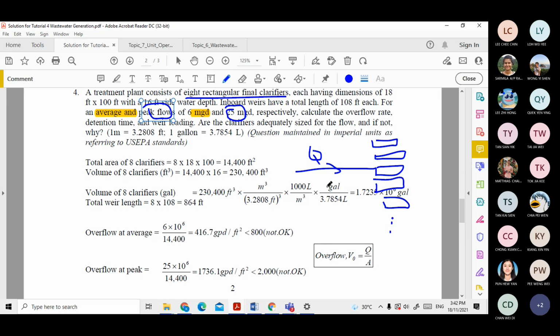So we have to calculate. The design of the clarifier must be able to cope with both the average flow and the peak flow. So calculate the overflow rate, the detention time, and the weir loading. Then later check whether the clarifier is adequate for the flow or not.